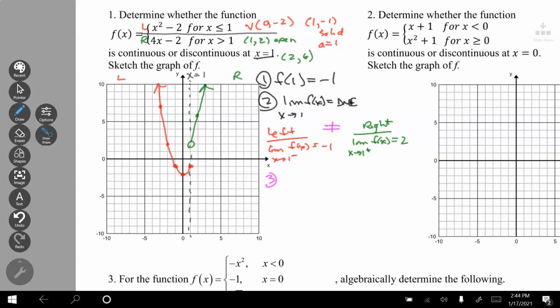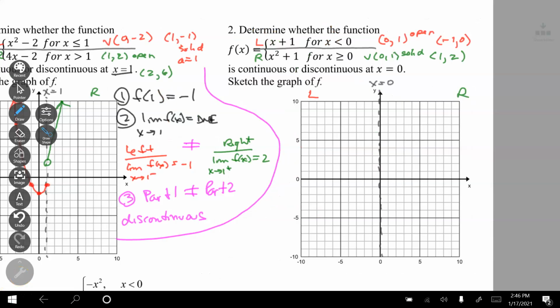So right now for part 3, part 1 obviously does not equal part 2 because f of 1 is -1, the limit at 1 is DNE, so this is discontinuous. This is what the graph is. And that's all for the first one.